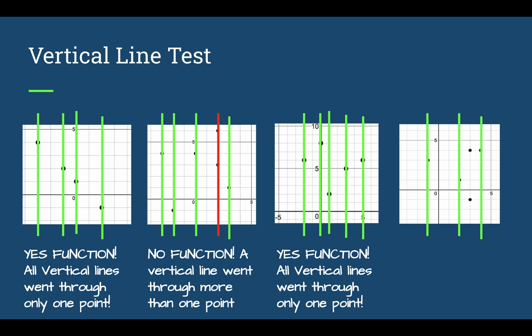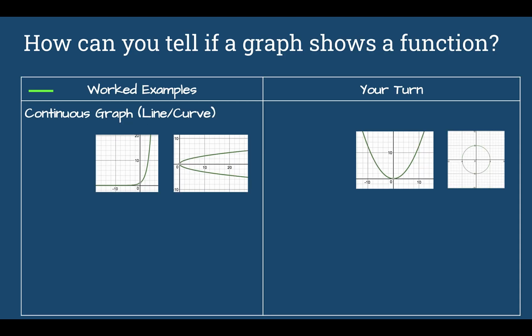And the second one had that one instance where the line would have gone through 2 points. It is not a function. What about continuous graphs, where it's showing a line or a curve as your graph? Well, let's just use our vertical line test. So if I drew a bunch of vertical lines, I just need to check, does it go through the graph only once, meaning it's only going through one point.